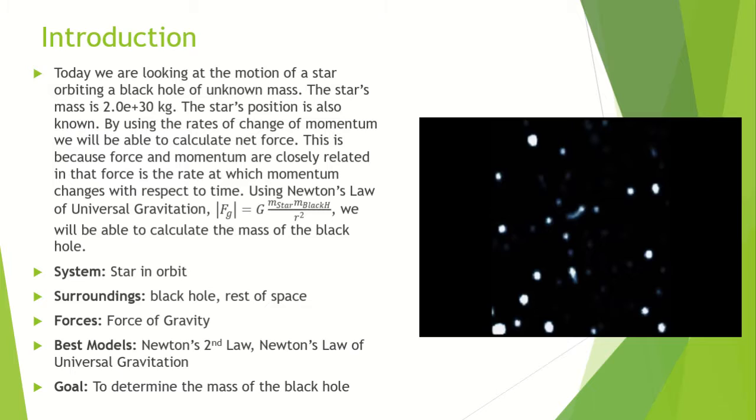This was studied using a code in which the star's position and the star's mass were known throughout the orbit. Since time is known, the velocity was also provided. Given that mass and velocity were present, a manipulation of Newton's second law, known as the momentum principle, was the best model to find the net force on the star. With the position, mass of the star, and net force, which is the force of gravity of the black hole on the star, known, Newton's law of universal gravitation is the best model to determine the black hole's mass.